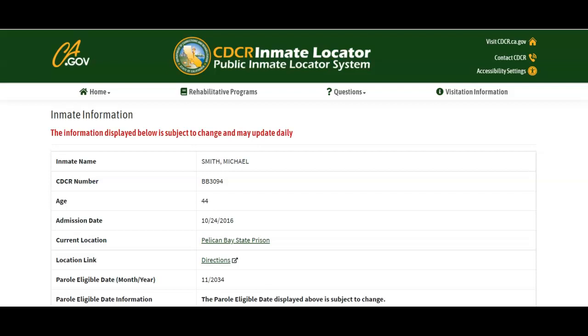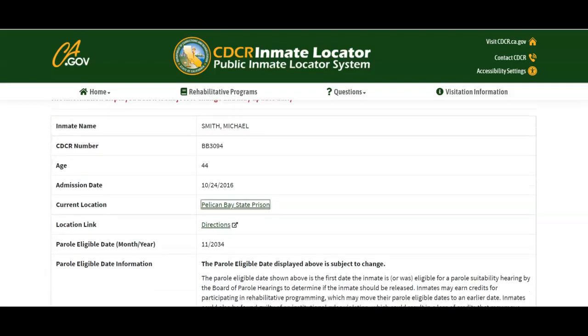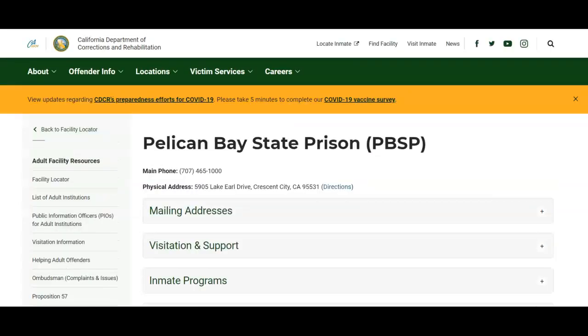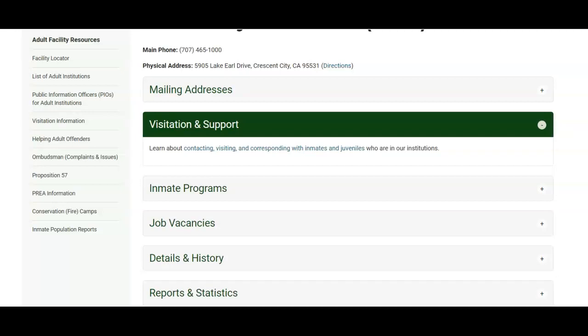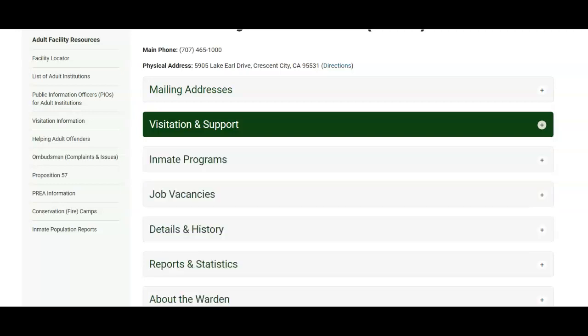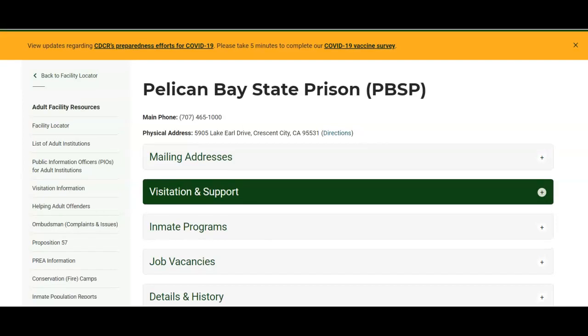Obviously, if it's an atypical name and you only get a couple of results, it's easy enough to work through those and potentially find the person you're looking for. They do give you the direct link to the facility that they're located in. So if you are trying to get in touch with someone, even if you're not 100% sure, you can potentially contact them and see if it's the person you're looking for, if that's the nature of the relationship that you have with the person. Here you can see more information about sending letters, things like that. That's pretty much it for the California inmate search.